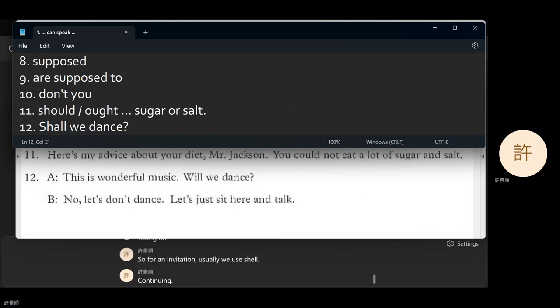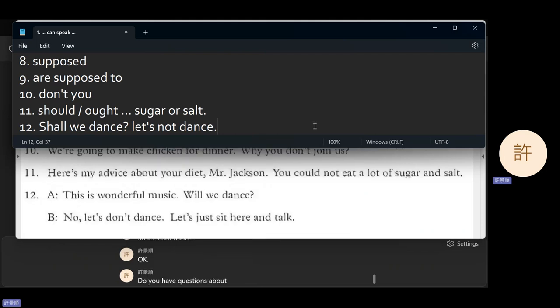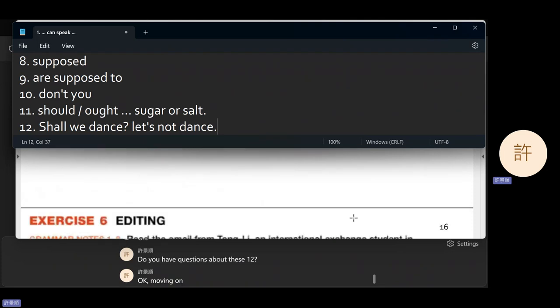Continuing, shall we dance? No, let's not dance. It says, let's don't dance. In fact, the answer is already in the second half. It says, let's just sit here and talk. Look at these verbs. These are all simple, present, plural. Same thing. So even though this is negation, 否定了, it should still be the same. It should still be simple, present, plural. So let's not dance. Okay, do you have questions about these 12? Okay, moving on. Page 16.